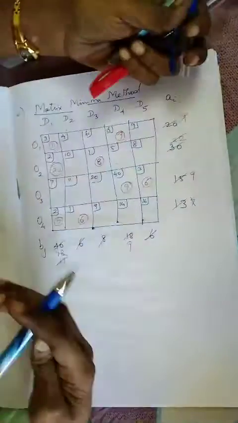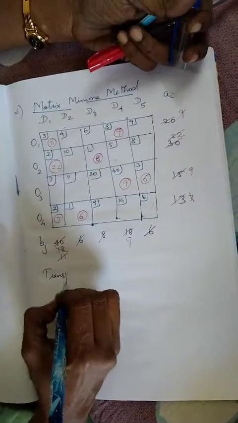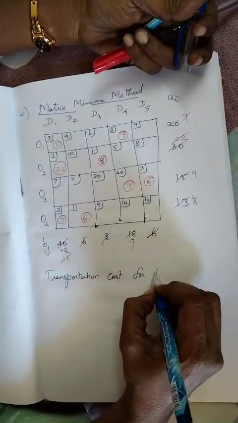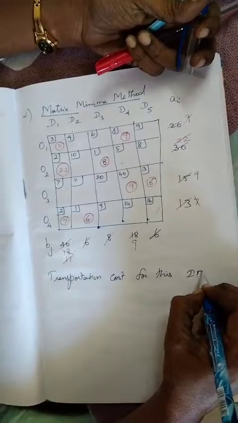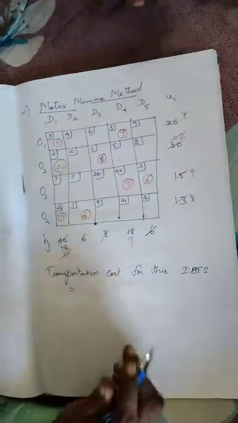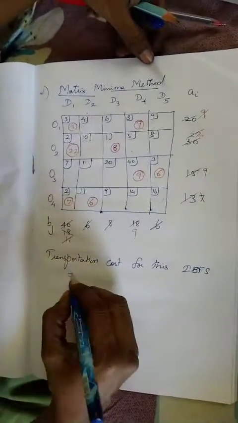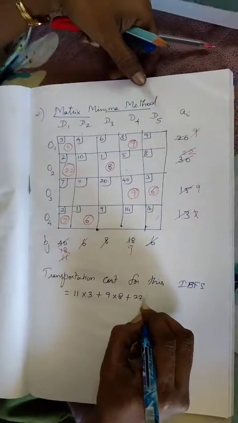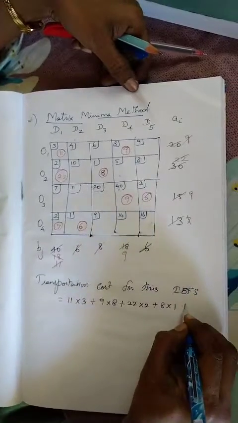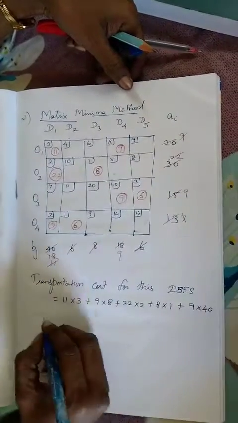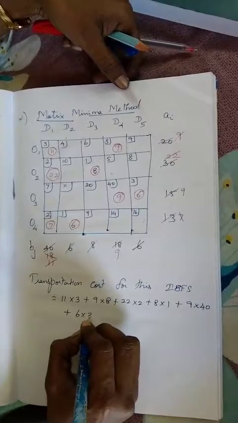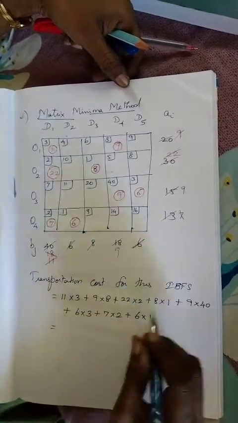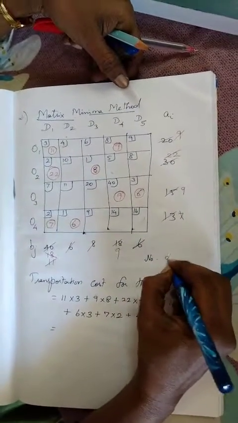You can find the transportation cost for this initial basic feasible solution. So it is equal to, you multiply the allocation by the corresponding cost. That is 11 into 3 plus 9 into 8 plus 22 into 2 plus 8 into 1 plus 9 into 40 plus 6 into 3 plus 7 into 2 plus 6 into 1. You find the cost.